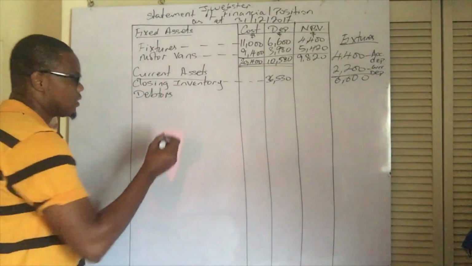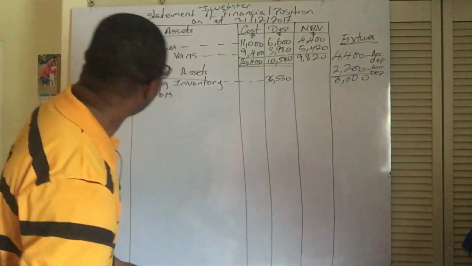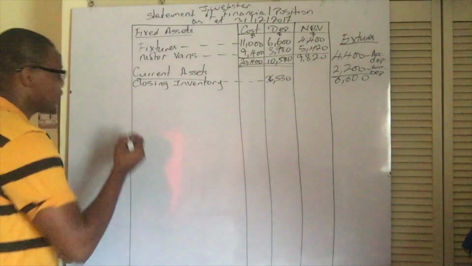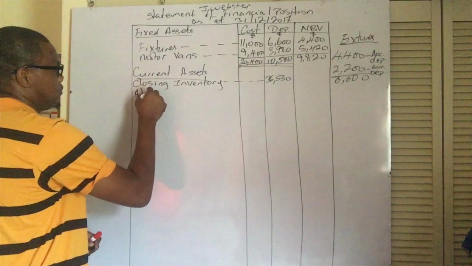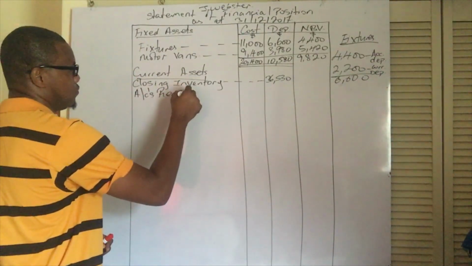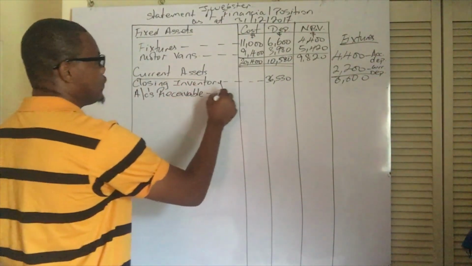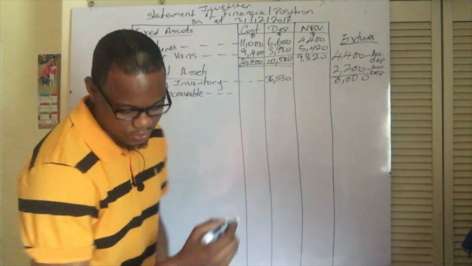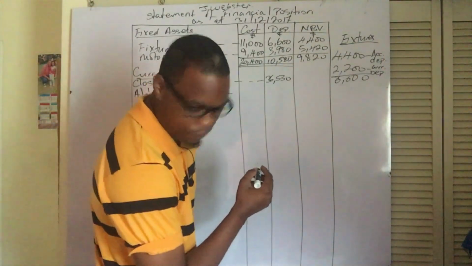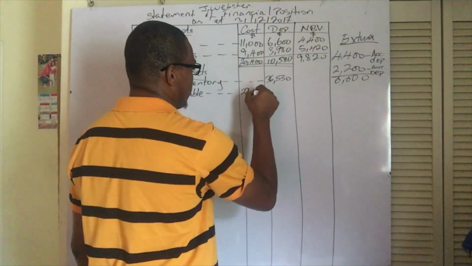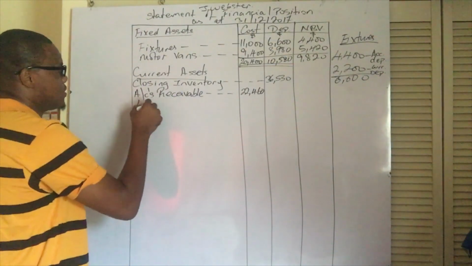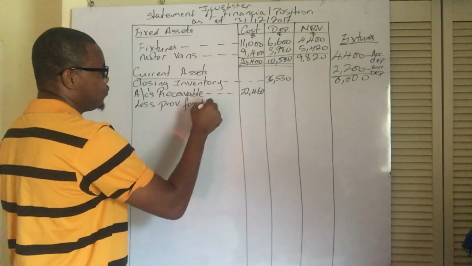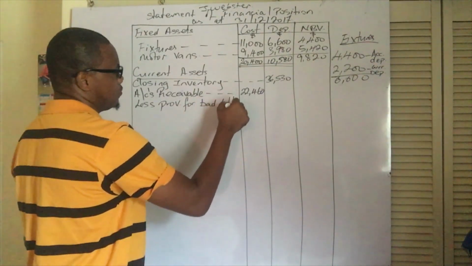So debtors, the debtors figure, all right, let me use a new term, accounts receivable, because that is what you're going to be seeing a lot these days. So accounts receivable, and because I know that it is to be adjusted because I see the provision for doubtful debt, I'm going to put it in the first column. So it's 22,460, and then I'm going to less provision for bad debt or doubtful debt. I'm going to just put bad debt.